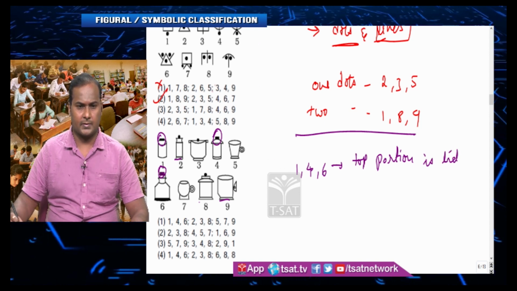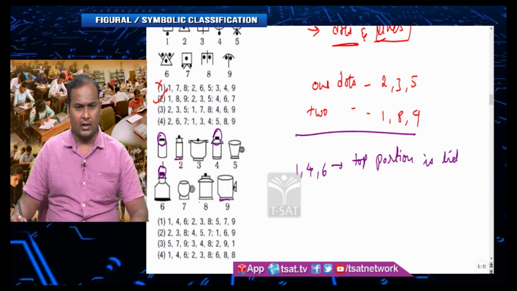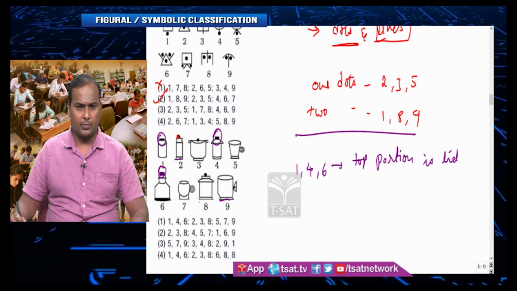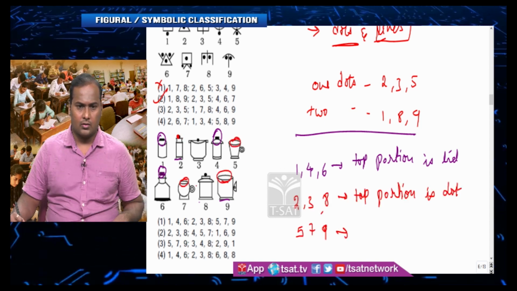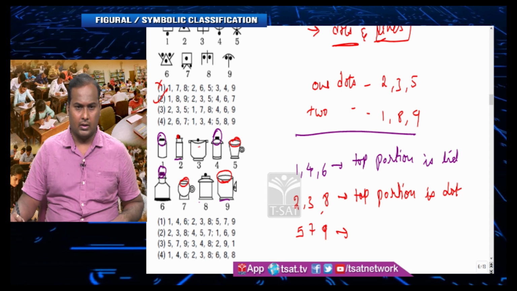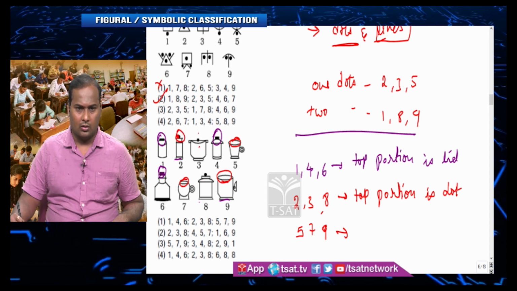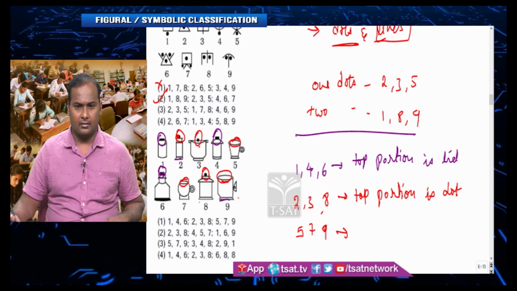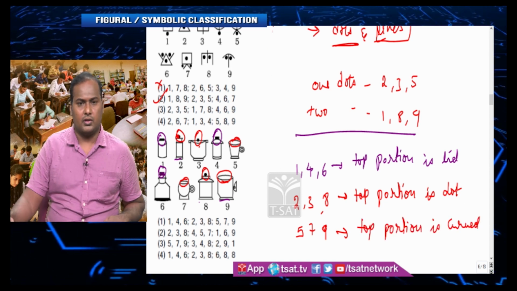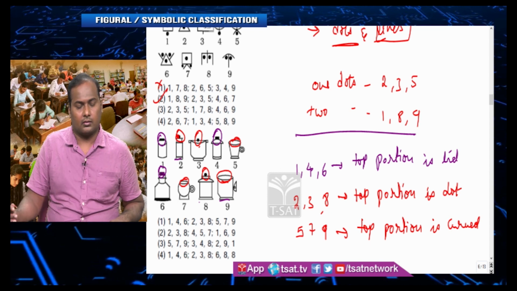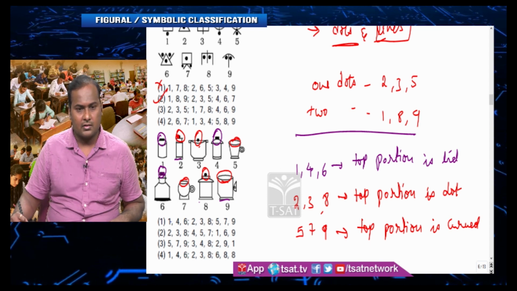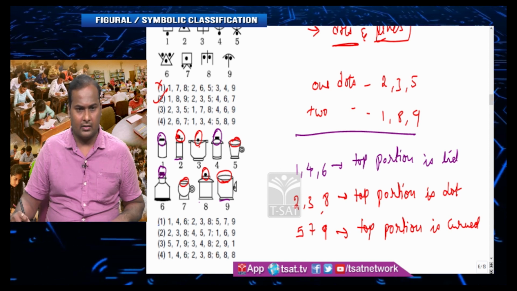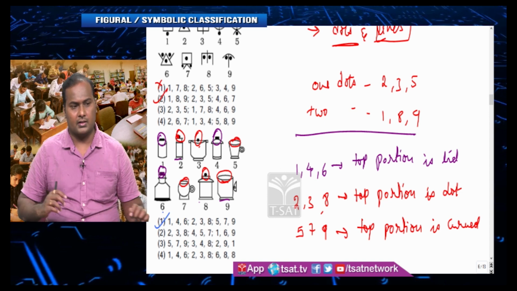Now see the next classification. In the second one, I already said that the top has a small dot here. So based upon these characters, let's try to classify. 2, 3 and 8 are having a dot on the top. In the same way, 5, 7 and 9, the top portion is curved. So based on these characters, let's go for the answers. That is 1, 4, 6, first option, then 2, 3, 8, then 5, 7, 9. So your answer is option 1.